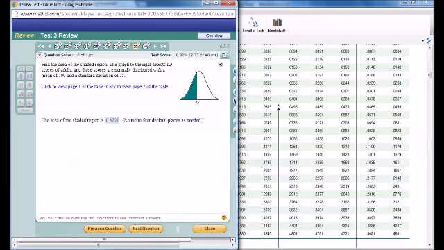Now, this is another one of those where we want to find the area, okay? Here's how this is different. Find the area of the shaded region. The graph to the right depicts IQ scores of adults, and those scores are normally distributed with a mean of 100 and a standard deviation of 15. So it doesn't tell us what the area is. It doesn't give us a z-score. Oh no. Well, it does give us a value.